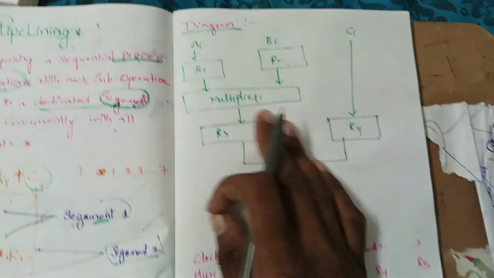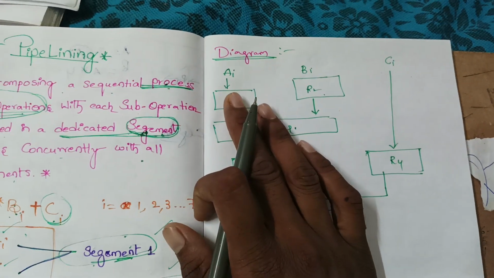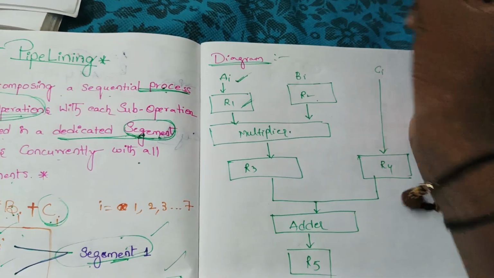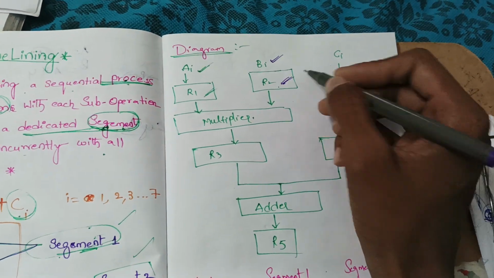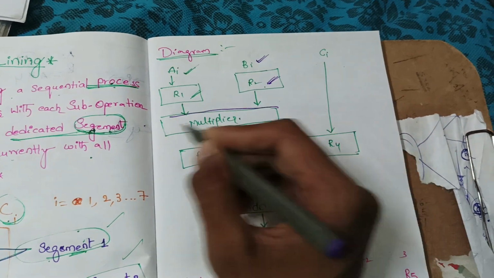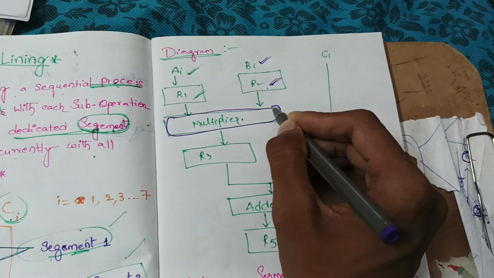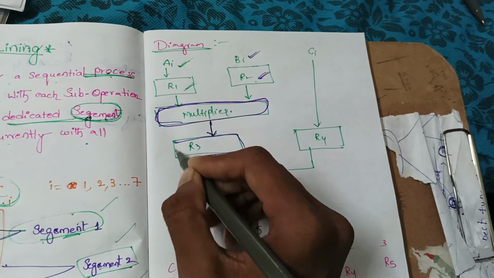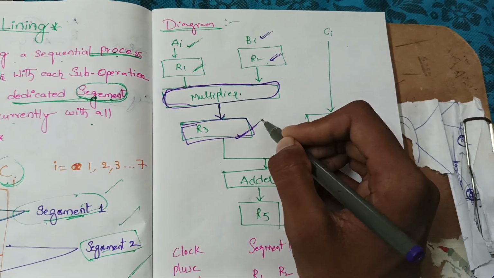I will show the diagram once. First I would like to store the a value into the R1 register and the b value into the R2 register. Next we perform the multiply. This multiplier is a combinational circuit. Here the multiplication operation is done and the result is stored into R3.